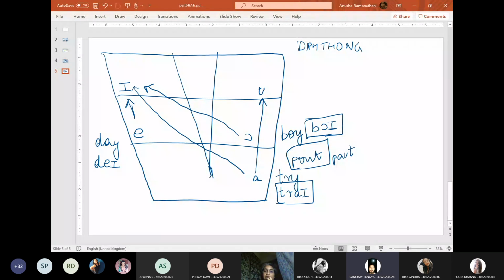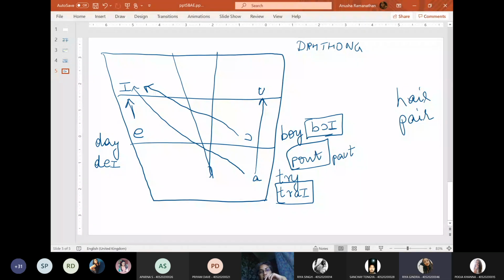Hair. Neha, hair. Pear. Can you think of hair? Pear. Hair. Pear. A-E-A. Air. It is like A, the air sound. Yes.